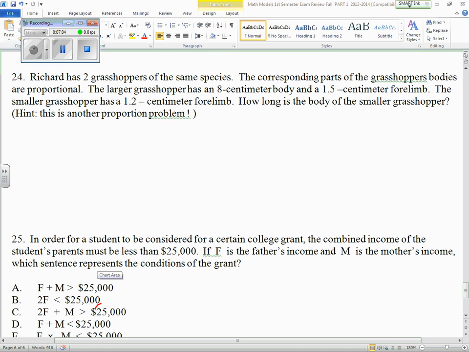Okay. All right, Richard has 2 grasshoppers, same species. The corresponding parts of the grasshopper bodies should be proportional. The larger grasshopper has an 8-centimeter body and a 1.5-centimeter forelimb. I'm not sure exactly what a forelimb is. Maybe it's his hoppers. Okay, so maybe that's his forelimb. And here's his body. So if he has an 8-centimeter body and a 1.5-centimeter forelimb, I'm just guessing, so science people don't kill me.